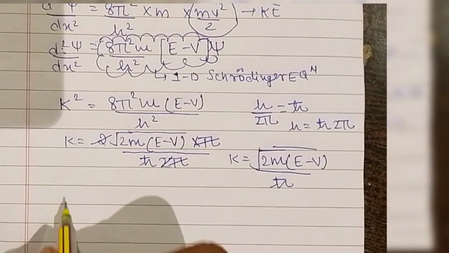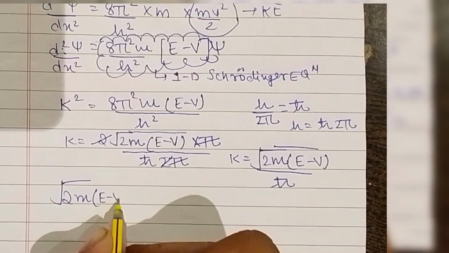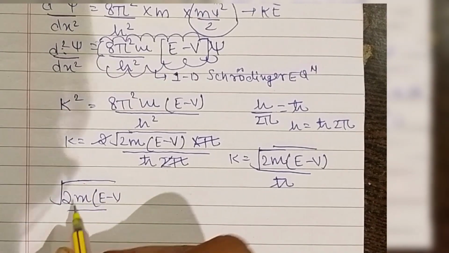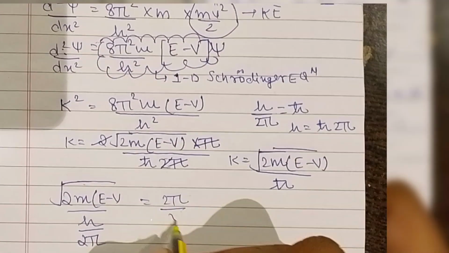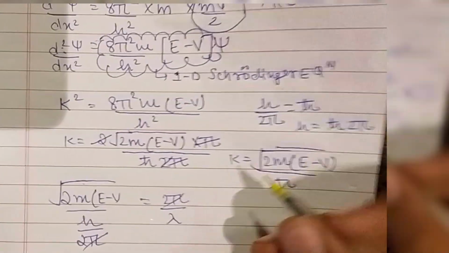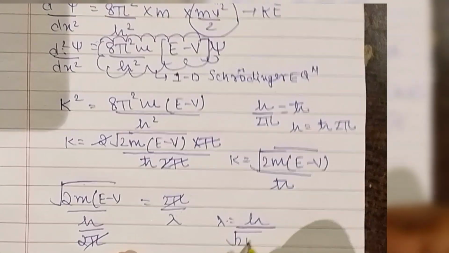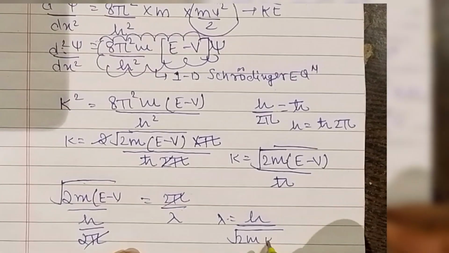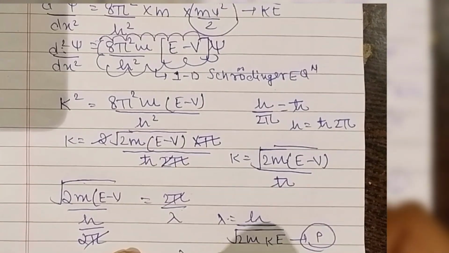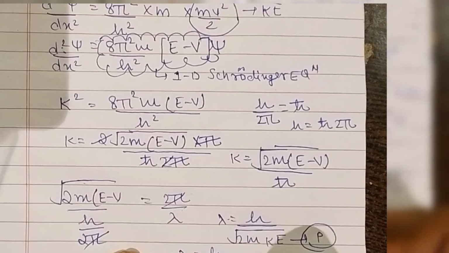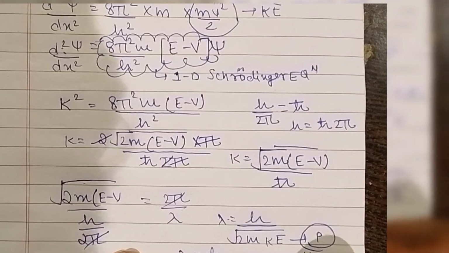And what we will do now is compare under root 2m (E minus V) upon h upon 2 pi, and 2 pi by lambda, cancel it out. So we get lambda is equal to h upon under root 2m (E minus V). Now we will write it as kinetic energy. Here it is known as momentum, which is p. So lambda is equal to h upon p, which is de Broglie's wavelength.